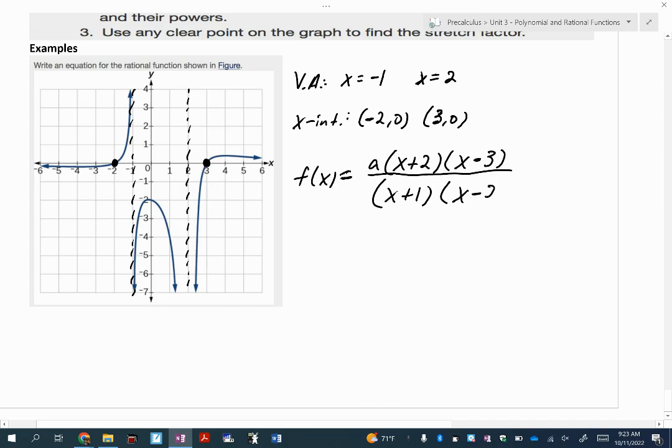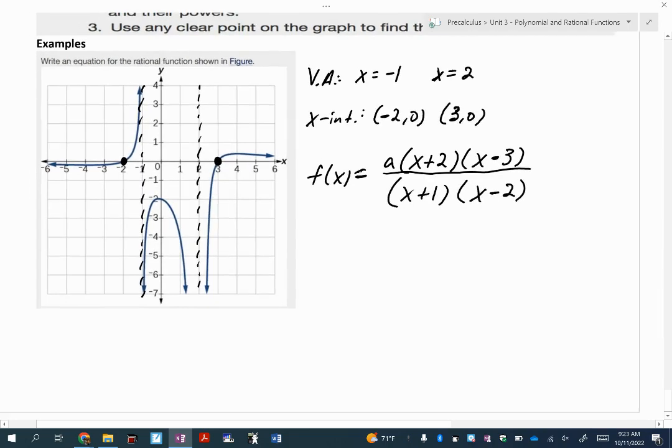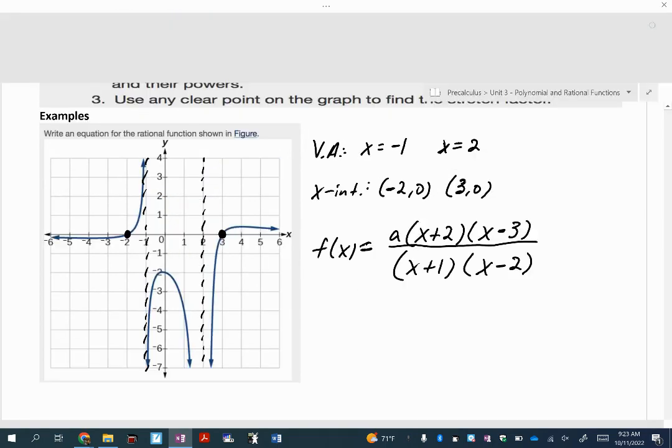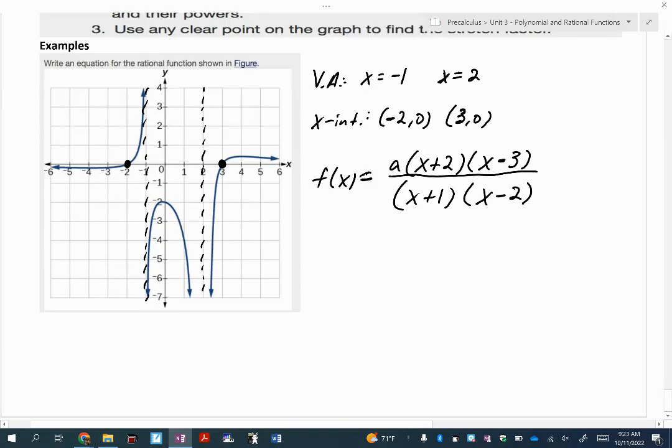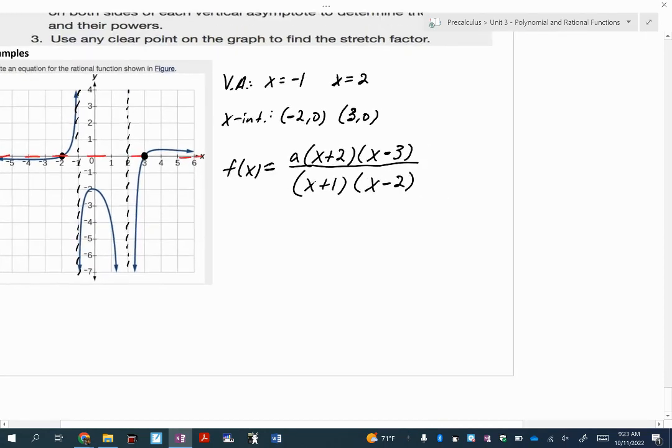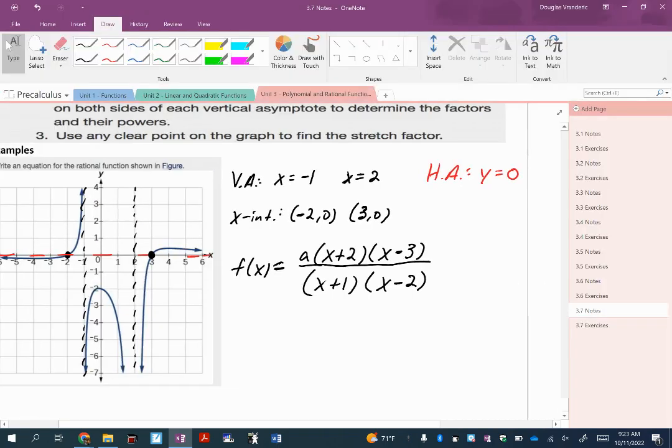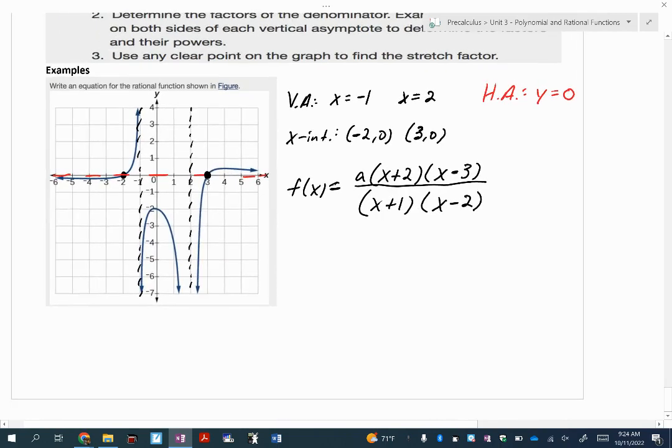Now, here's the thing that would probably be the difference between you getting it right and wrong on the test. It's kind of tough to see, but the horizontal asymptote is y = 0. So I'll just put this as a little aside. When we talked about this earlier in the lesson, if you have a horizontal asymptote of y = 0, that means the degree of your numerator needs to be less than the degree of your denominator. And right now they're the same, right? In the top you have x times x, which is x squared. In the bottom you have x times x, which is x squared.